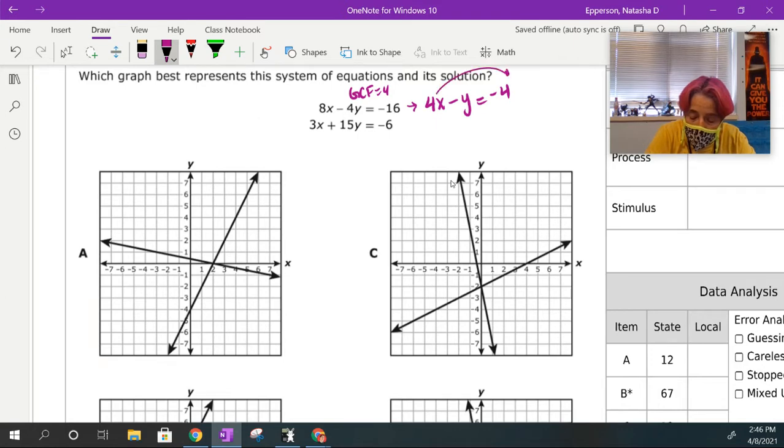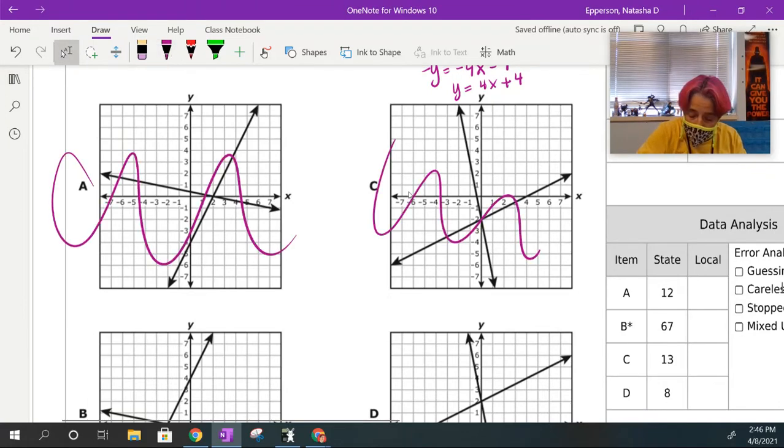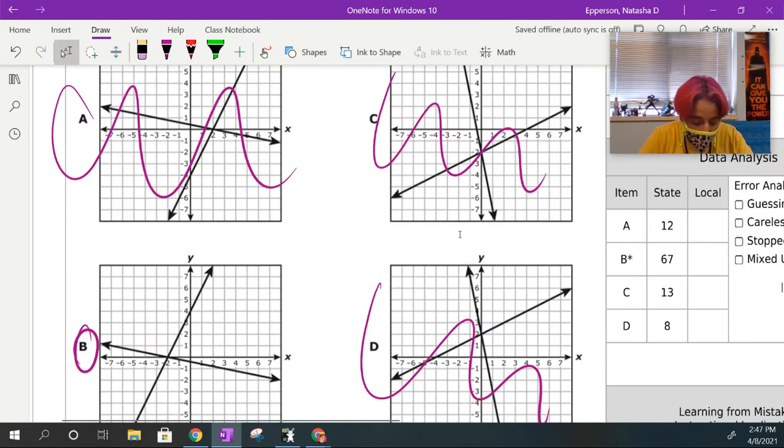That means I'm going to move the x over with the 4. So this becomes -y is equal to -4x minus 4. I'm going to divide everything by -1. So this gives me y is equal to 4x plus 4. So I'm going to look at these that have a y-intercept of 4. A and C are out. D is out. So it has to be B, just by process of elimination.